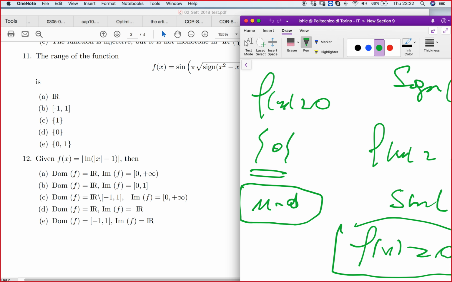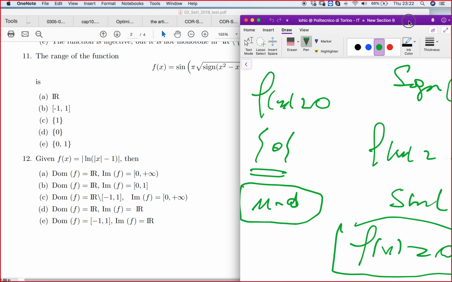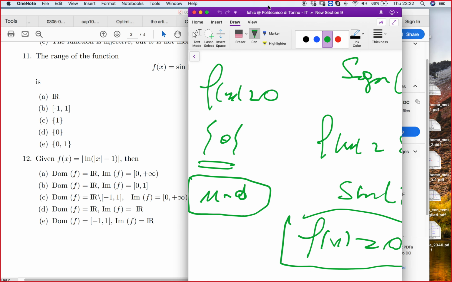Okay, the question of this student is that we decided that x squared minus x plus 1 was always positive because there was no root, or what? Yes, there is no root, and furthermore the parabola is an upward parabola.